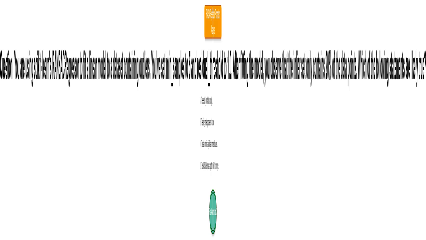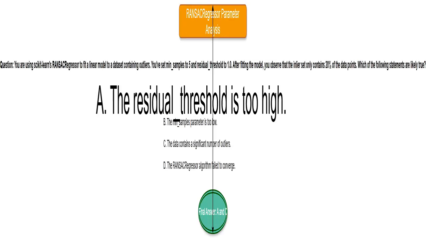You are using RANSACRegressor. RANSAC stands for Random Sample Consensus, in scikit-learn, to fit a linear model to data with outliers. You set the minimum number of data points for each model fit, "min_samples", to 5 and the maximum acceptable error, "residual_threshold", to 1.0. After fitting, only 20% of your data points are considered inliers, points fitting well to the model. Why?